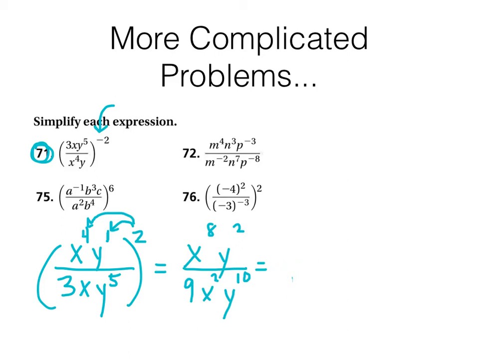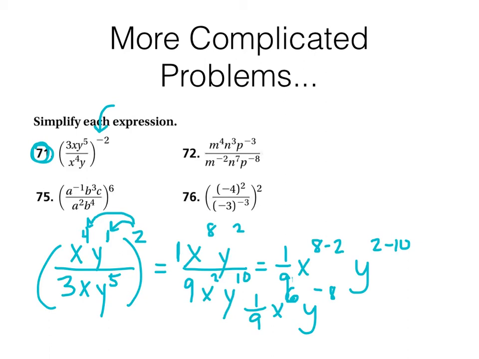But what I can do is say, all right, well, that's basically a 1/9. So that'd be 1/9. This is x to the 8 minus 2. Quotient of powers, subtract our exponents. And then y to the 2 minus 10, which is -8. So right now I have 1/9 x to the 6th times y to the -8. I'm going to put it back together in the fraction. The x to the 6th goes on the top, the y to the 8th on the bottom. So we're going to have 1x to the 6th power all over 9y to the 8th power.